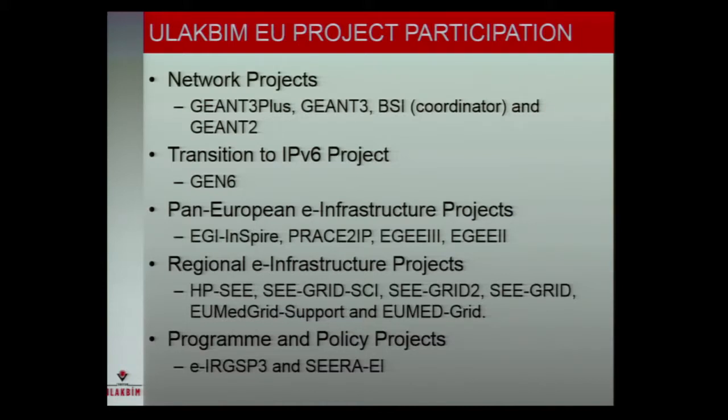This slide shows the European Union project participation of ULAKBIM. Some network projects like GEANT3+, GEANT3, BSIS coordinator, and GEANT2, and the transition to IPv6 project of GN6 project. Pan-European e-infrastructure projects like EGI-InSPIRE, and others. Regional e-infrastructure projects like HPC, SEE-GRID-SCI, SEE-GRID2, SEE-GRID, SEEGRID Support, and SEEGRID. And program and policy projects like e-IRGSP3 and others.